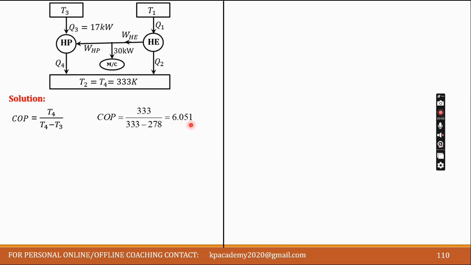Now we got the COP. Now we can put the value of this COP in the earlier equation, that is COP equals Q4 upon WHP. That was the relation that we have seen earlier.